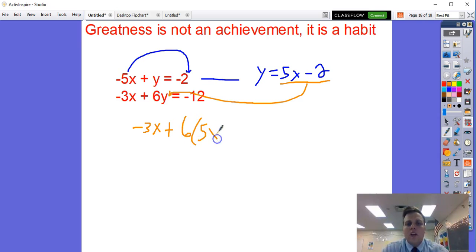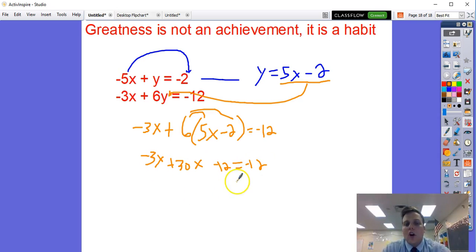So look at this new equation I'm writing right now. Do you see any other variable in it other than x? No. The fact that it just has an x means you're going to be able to get x equals. So I can distribute, sorry, I should use the correct terminology. I say -3x plus 30x minus 12 is equal to -12.